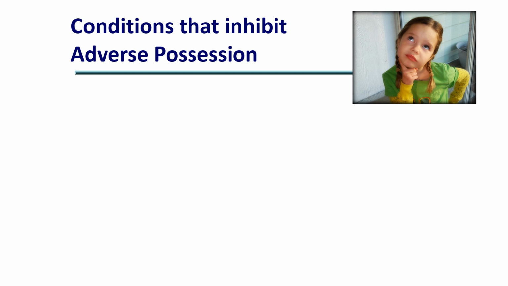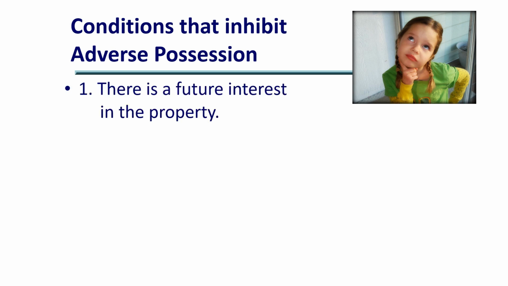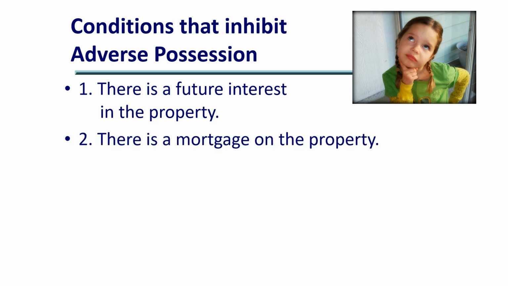Well, there are traditionally 5 of them, and we're going to list them on this slide, but don't worry about memorizing them now because we're going to look at each one individually. The first is that someone holds a future interest in the property. Second, if there's been a mortgage that's been imposed on the property, usually because the present true owner or some previous owner borrowed some money.